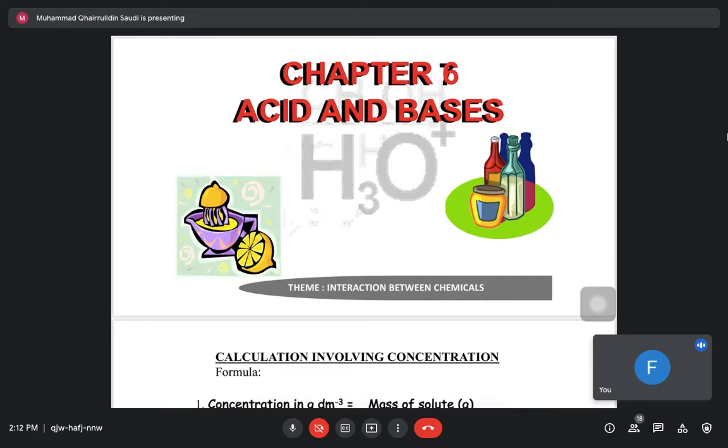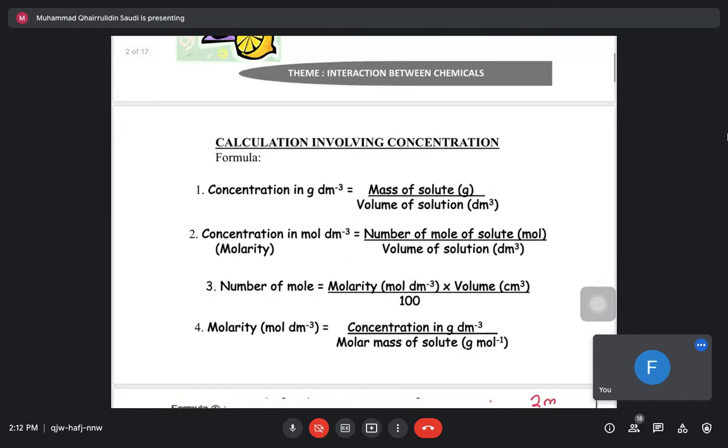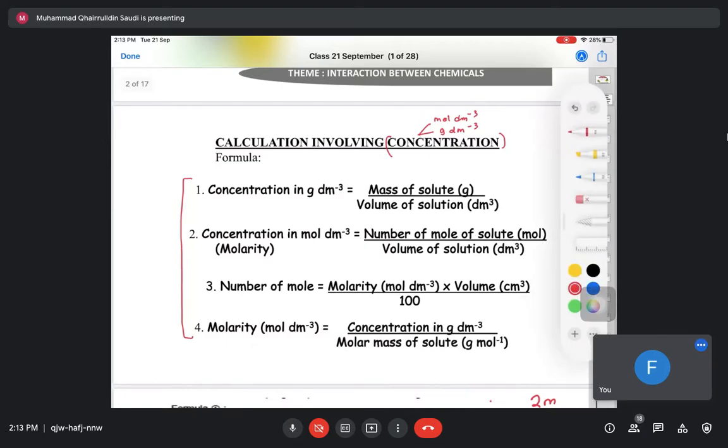Our discussion for today will basically involve these four formulas, because only these four formulas are involved in solving problems for concentration. Quick recap: for concentration, we have two units, mole per dm cube, and also gram per dm cube. These four formulas will continuously be used throughout our discussion today.